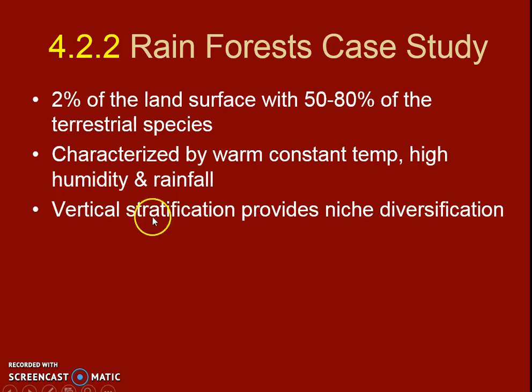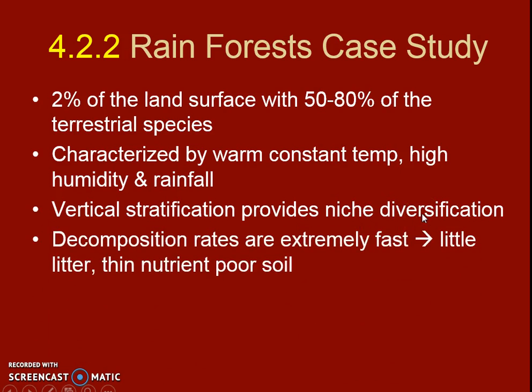There's a lot of differences as you move up into the rainforest in its tree canopies. That's what vertical stratification refers to. And that means that the organisms in the canopy are specialized for the canopy. The organisms in the middle or on the ground are specialized for that, which creates a lot of the biodiversity.